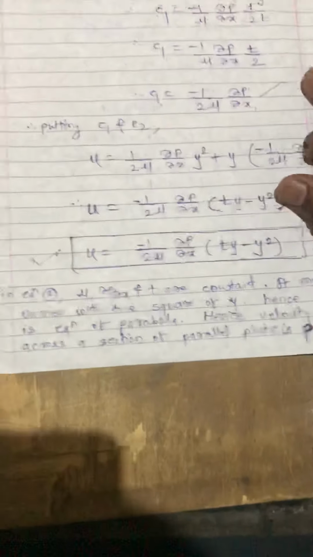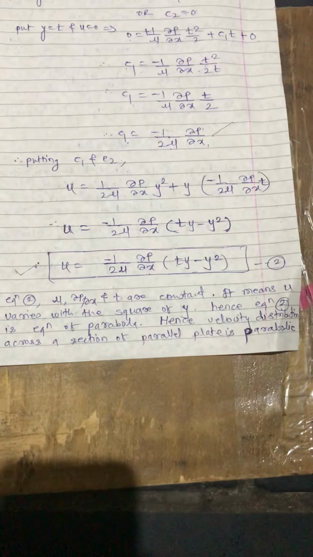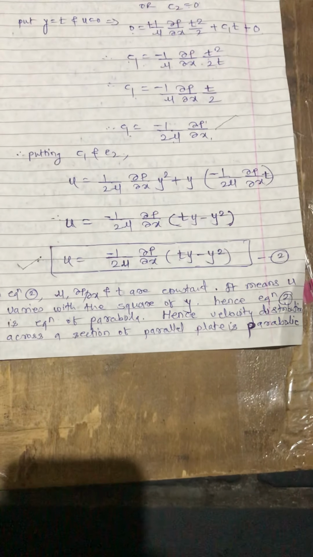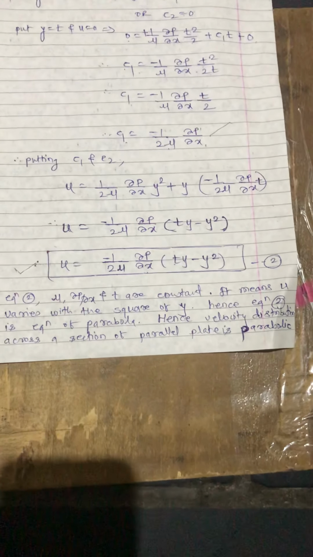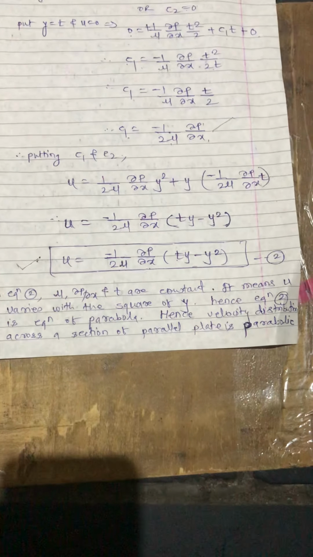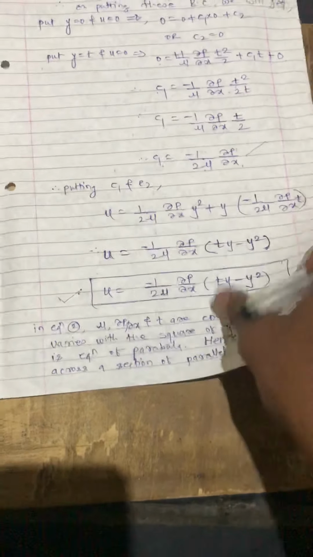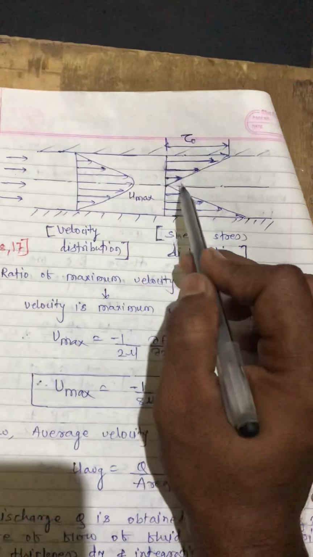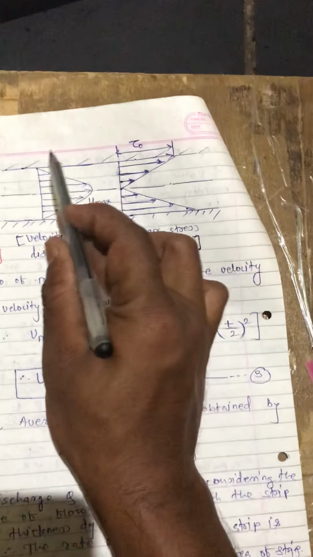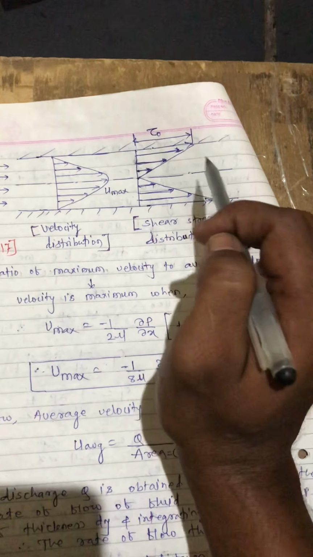This is the equation. Here in equation 2, the viscosity, dou p by dou x and t are constant terms. It means the velocity u varies with the square of y. Hence equation 2 is the equation of a parabola. Hence the velocity distribution across a section of parallel plates is parabolic. Similar to the circular pipe, the velocity distribution is parabolic and the shear stress distribution is linear. So this will be the shear stress and velocity distribution across the section of the fixed plates.